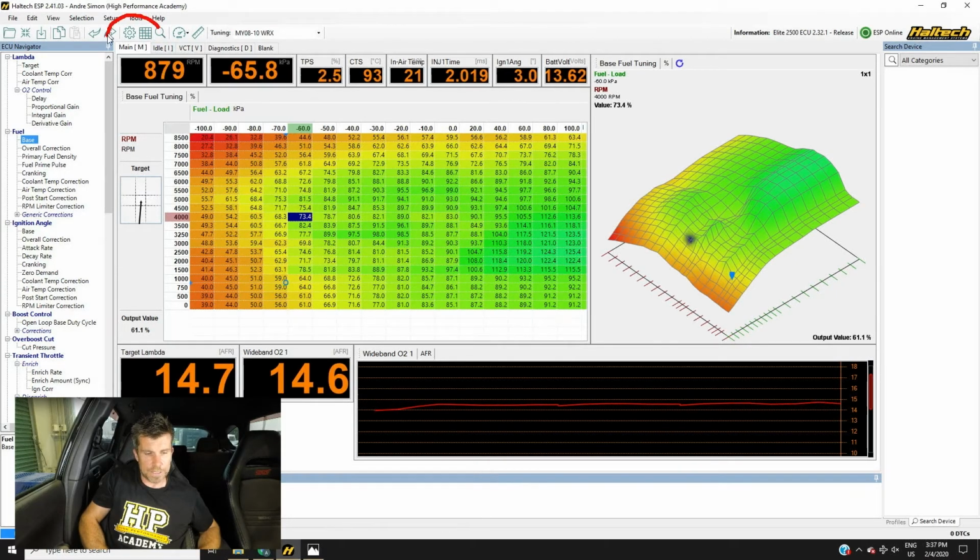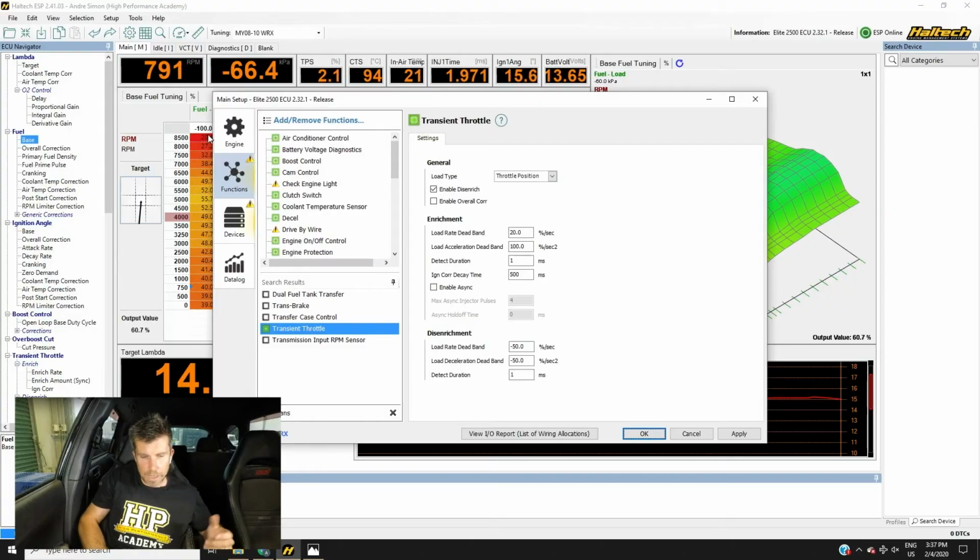So what we want to do is start by heading across to our main setup. And we're going to be on our functions menu, which we're already on, and we can see we've got our transient throttle function. Obviously, if you want to use that, you're going to need that enabled. So we'll go through each of the settings. And to start with, you can select your load type. So the options there, we can use our throttle position or manifold pressure.